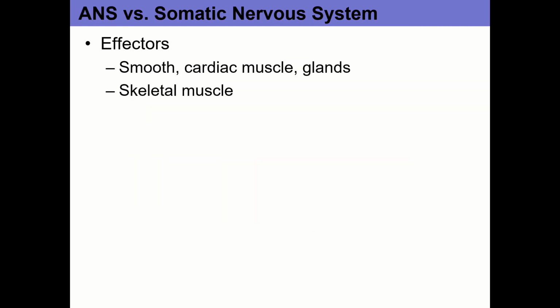All right, so some specific differences between the autonomic nervous system, which is what ANS is at the top of the slide, and the somatic nervous system. The first are the effectors. The effectors are essentially what carry out the orders of those neurons. In the case of the autonomic nervous system, the effectors, the things at the other end of those neurons, include smooth muscle.